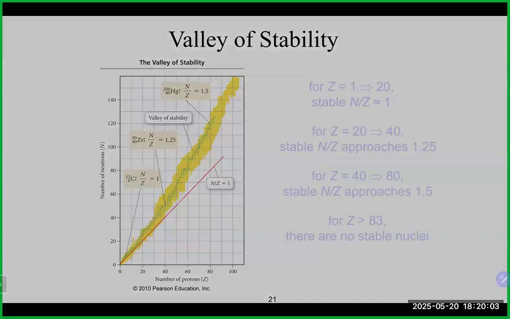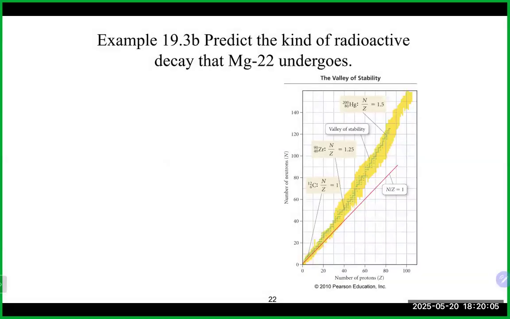All right, so let's give it a try here and see. Why don't you predict the kind of radioactive decay that magnesium-22 will undergo? Magnesium is number 12 there, yeah. So write the balanced nuclear equation for what's going to happen here if it is not stable, which based on the question, I feel like it might not be stable. Yeah. So first thing we want to figure out is our ratio here.